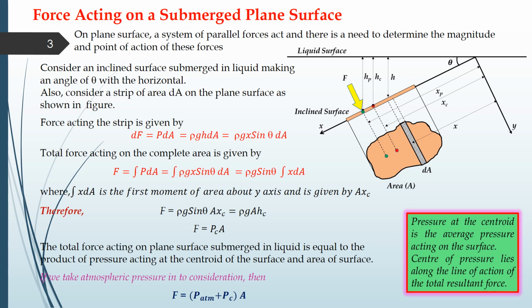As I told you, we have considered an inclined surface which is making an angle of theta with the horizontal. In order to analyze this, we will take into consideration an area strip having a small area, that is dA, on the plane surface. In the top view, you can see that this will be the area strip which is at a distance of x from this axis, and it is at a depth of h from the liquid surface.